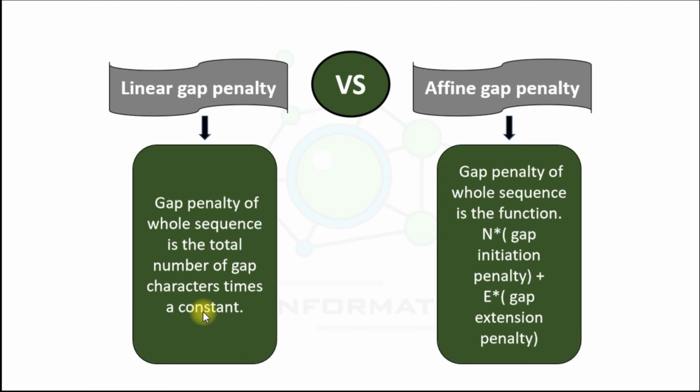Gap penalty may be linear or affine. Linear is where the gap penalty of the whole sequence is the total number of gap characters times a constant, whereas in affine, the gap penalty of the whole sequence is a function of n, that is the gap initiation penalty, plus e, that is the gap extension penalty. Most of the algorithms use affine gap penalty.